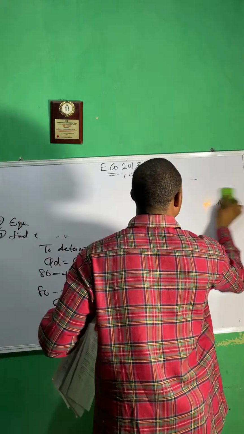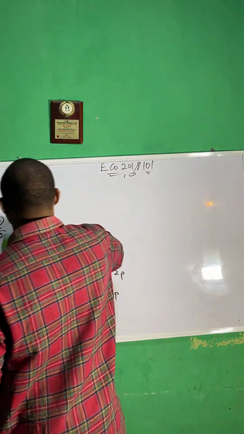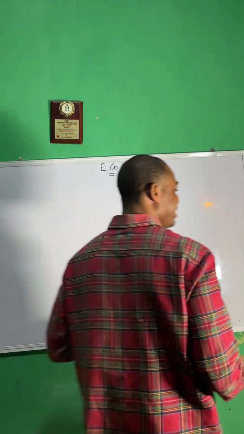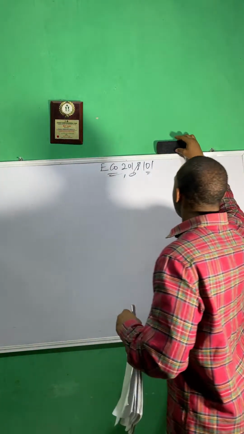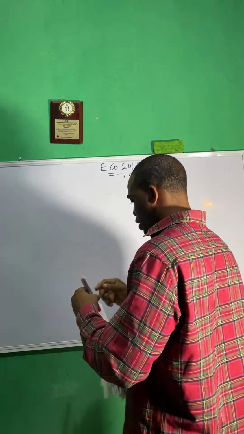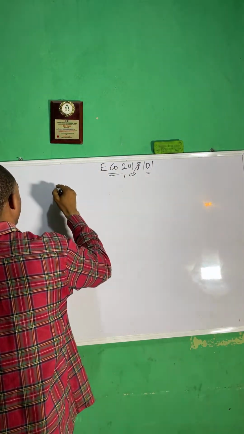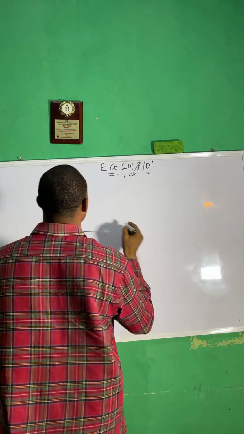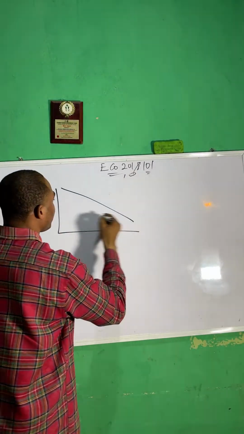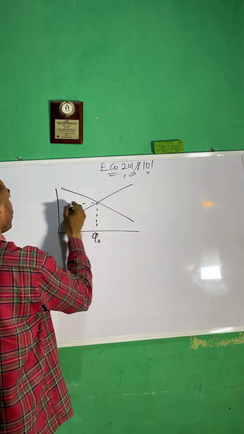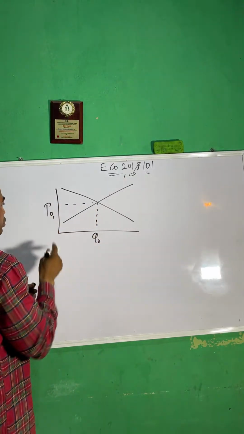So we are moving to changes in equilibrium. What do we mean by changes in equilibrium? Your initial chart is this. This is your initial equilibrium point, where this is your Q0 and this is your P0.